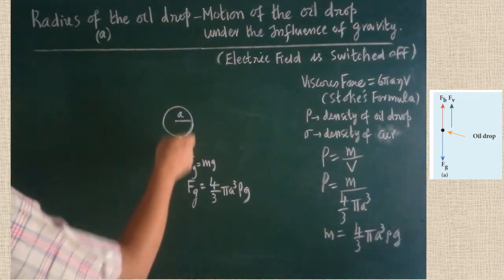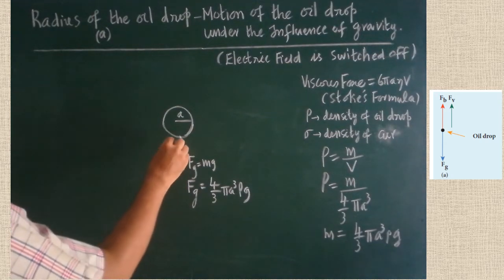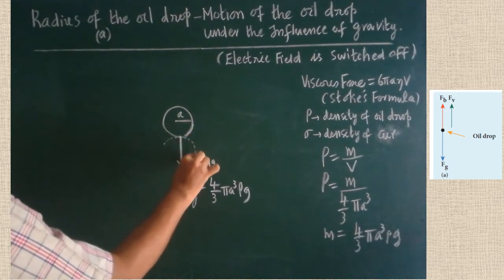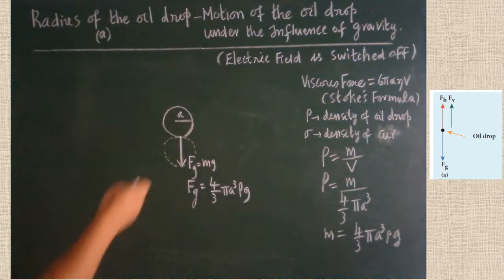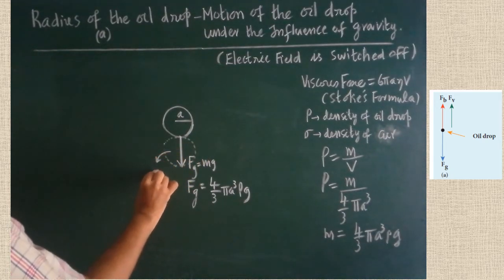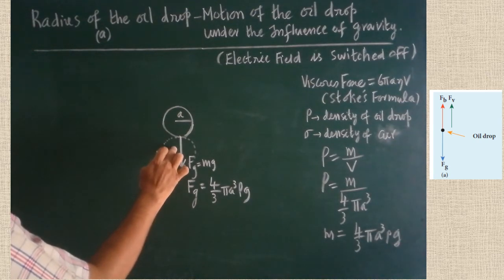Here this is the downward force acting on the oil drop. When it is descending down, what will happen now? There will be a spherical air layer. When it is descending down, that air portion will oppose the movement of the oil drop. This air is going to be replaced by the oil drop.